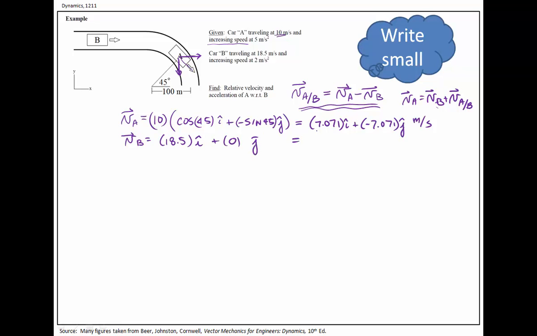Now I'm going to write it back over here because sometimes it's nice to have this little arrangement where I take 18.5 i and then plus 0 j.